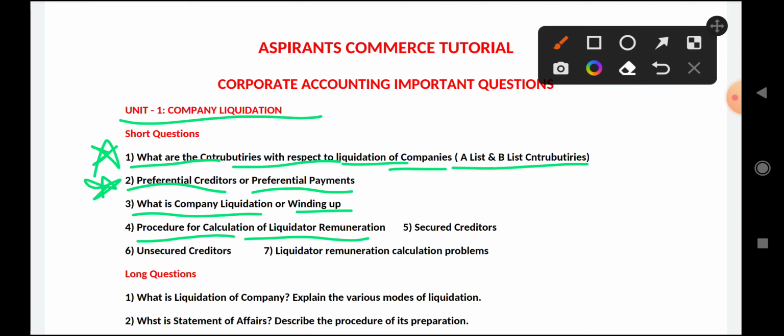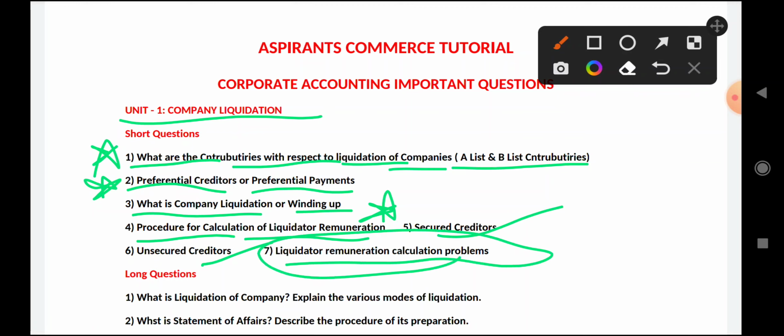Some percentage on the assets realized will be there, and next amount paid to unsecured creditors and preferential creditors will be there. See, unsecured creditors includes preferential creditors also. So please be careful with the calculation of remuneration. And secured creditors, unsecured creditors, one more question is there. And liquidator remuneration related problems, short problems may be asked. Okay, hope you have understood till here.